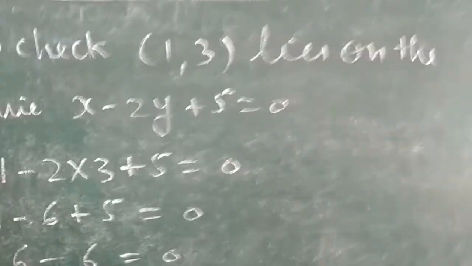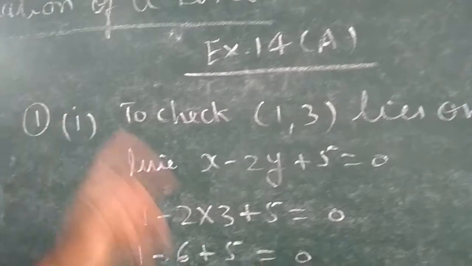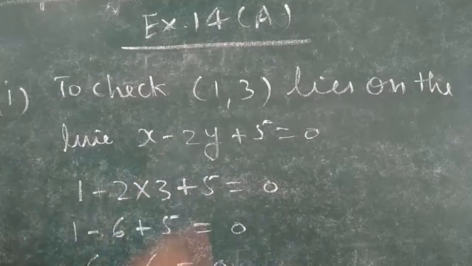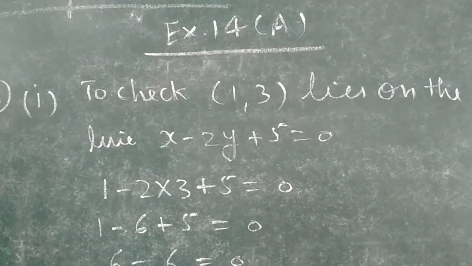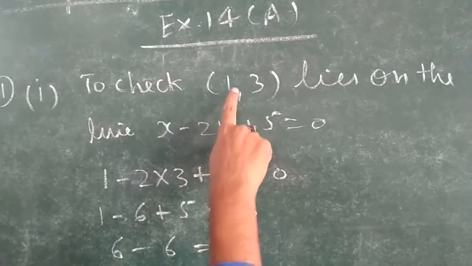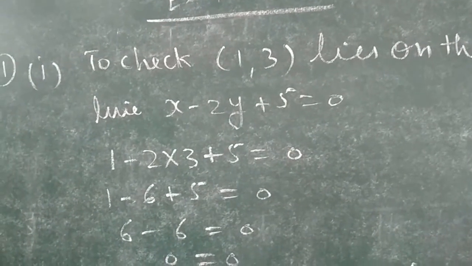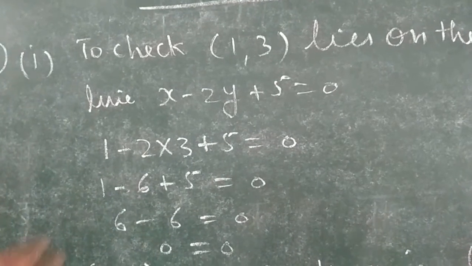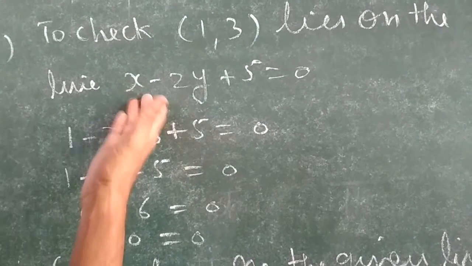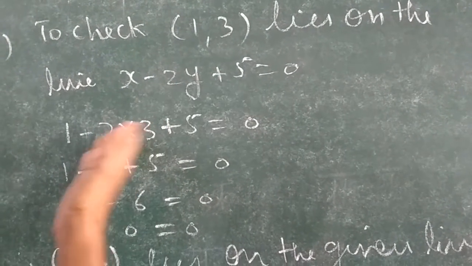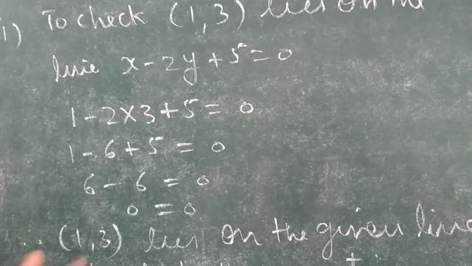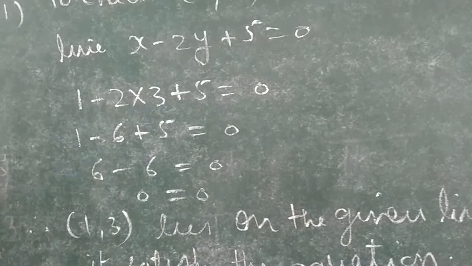Now I come to exercise 14A, question number 1, first part. To check whether the point (1, 3) lies on the line x minus 2y plus 5 equal to 0. How can we check? The first number is the value of x, and the second number is the value of y: x equal to 1 and y equal to 3. We put x equal to 1, y equal to 3 in the given equation, and if these values satisfy the equation, then we can say that the given point lies on the line.